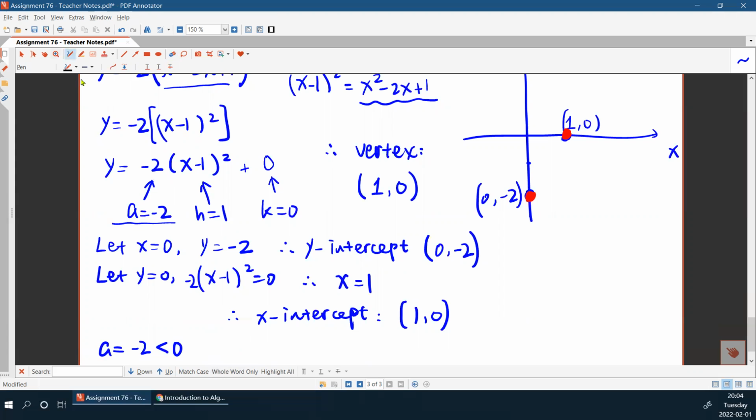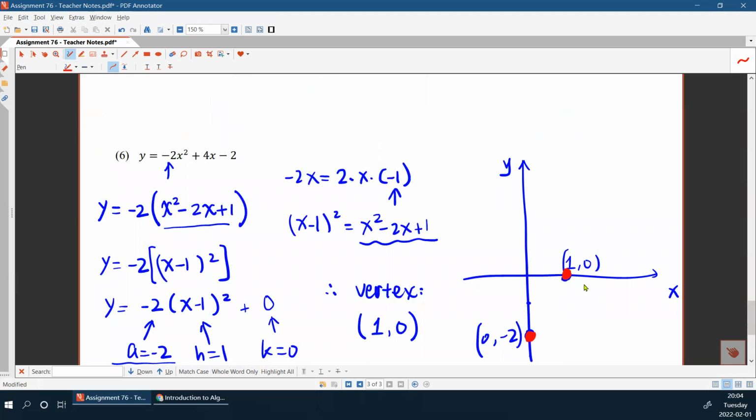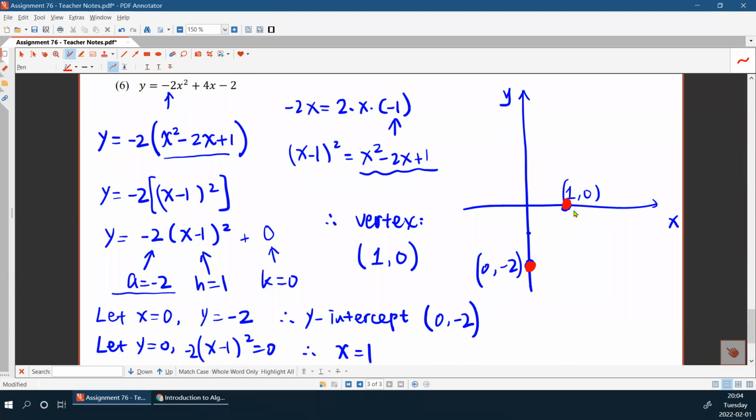Okay, so now we can complete the sketch. So this is the vertex, and it opens downward and crosses this point. So basically it has a shape like this. This is our function y equals -2x squared plus 4x -2. And the axis of symmetry is apparently x equals 1, right? Okay, so please have a look at this question and let me know if you finish, okay?